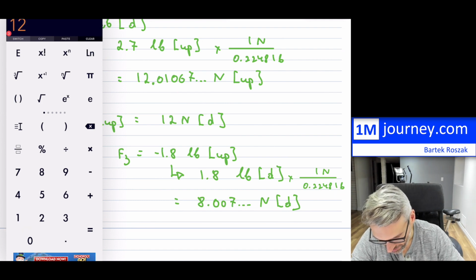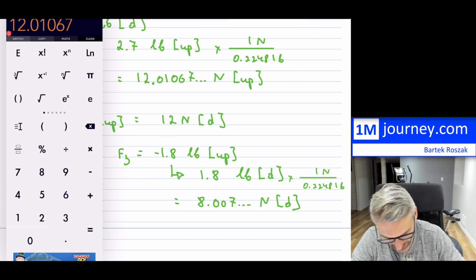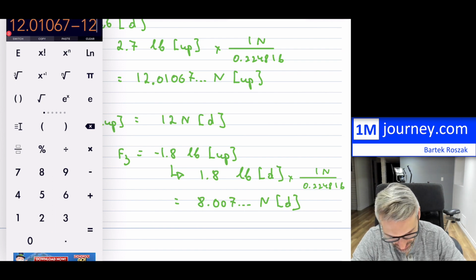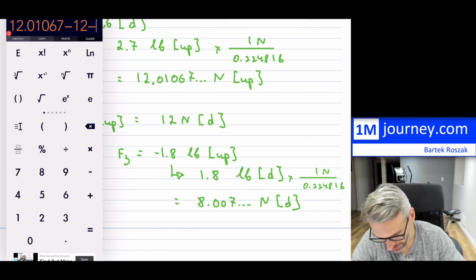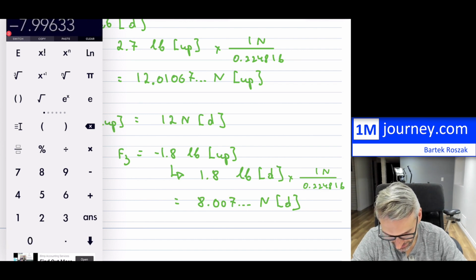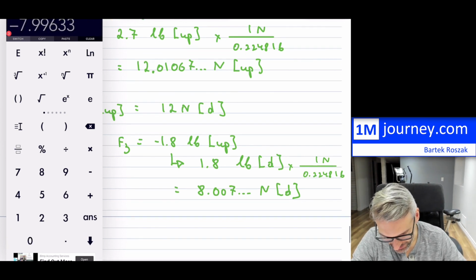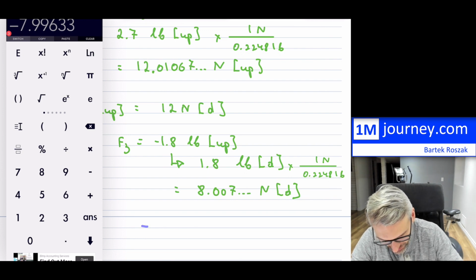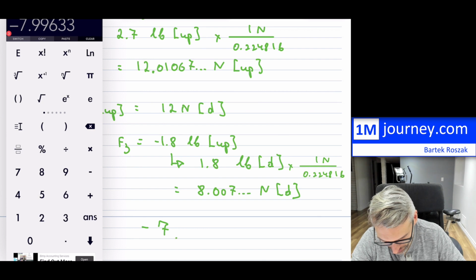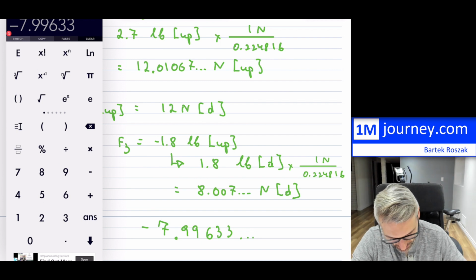So that's 12.01 and 0.67. I guess there's some other stuff, but we don't need that many decimals to carry. And then it's going to be minus 12, which is down. And this is also down, so this is going to be minus 8.007, 0.007. We don't need much there. Okay, so notice what you get. This is going to give me negative 7.996 33. Probably had some more decimals in there.